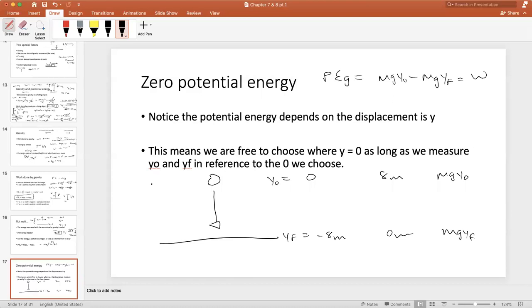So if this was a 2 kilogram mass, this is 2 times 9.81 times y initial, which we said was 8 minus 0, or it was 0 minus -8. So the energy here is 16 times 9.81, right? And 16 times 9.81 is 157 joules.